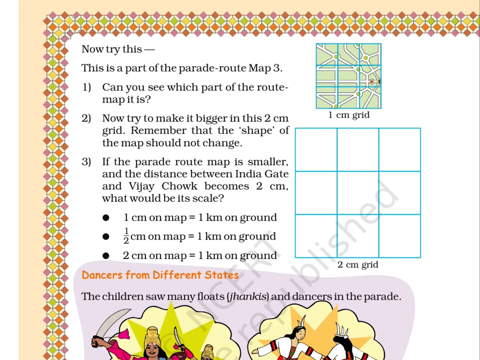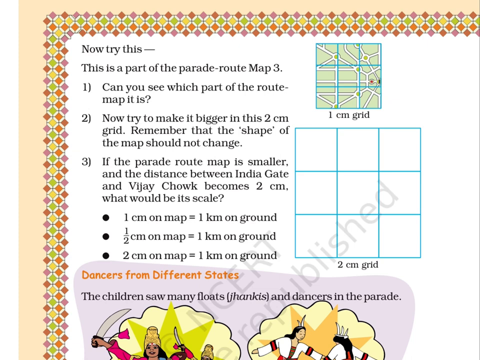For the teacher. Enlarging or reducing of pictures and maps can be done on the classroom floor, the mud ground, etc. This should be related to the use of scale in maps, which keeps the shape the same. Page 120. Now try this. This is a part of the parade route map 3. To the right side of the question, we can see a part of the map 3 on a 1 centimeter grid. Below that, there is a 2 centimeter grid which is blank.